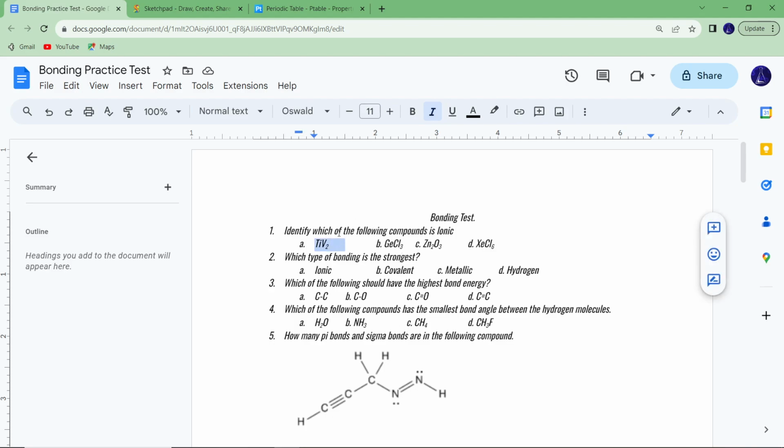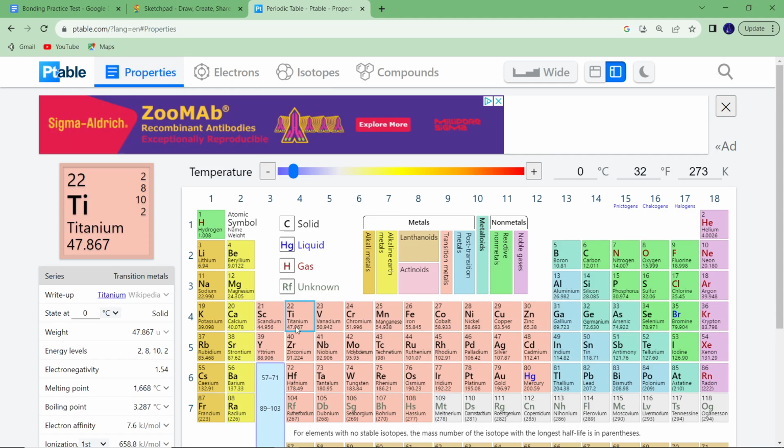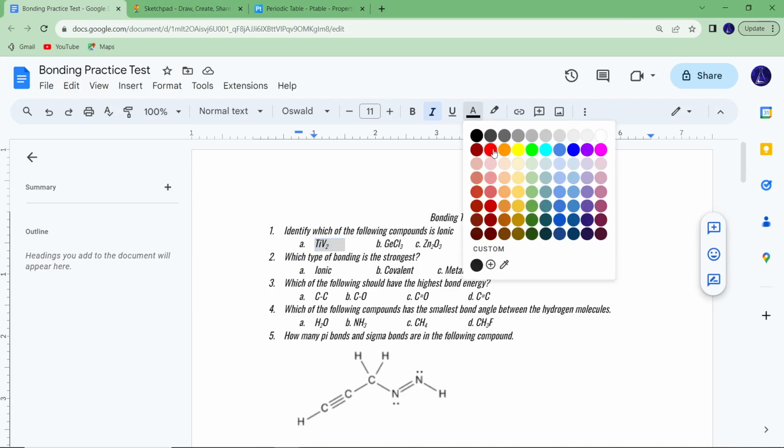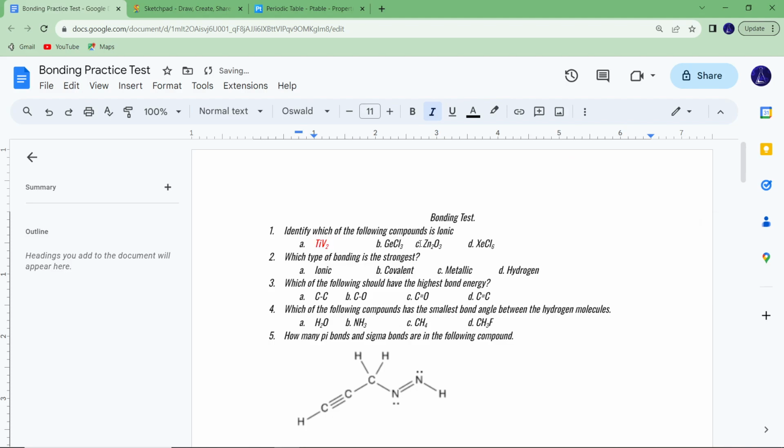So the very first one is Ti and V, and we see that titanium's a metal, so we're off to a good start. But then we see that V is also a metal, so it's not going to be this one right here. Because of that, we can eliminate it from our options. So we're going to put that red because we know it's not it.